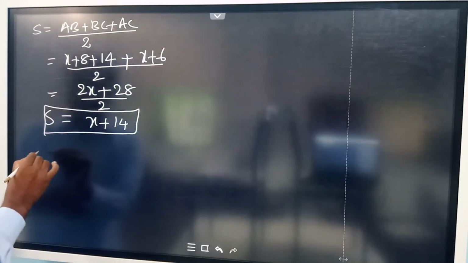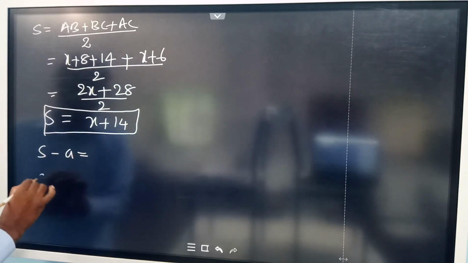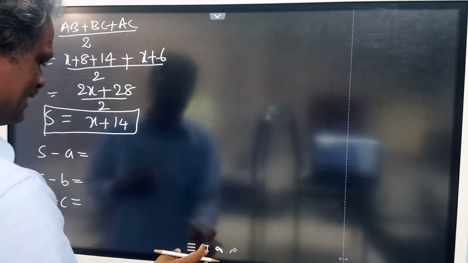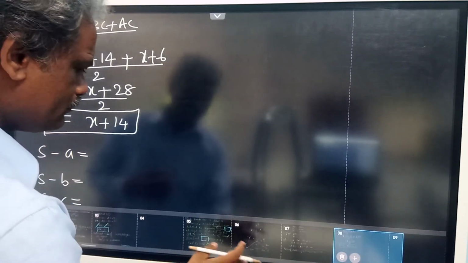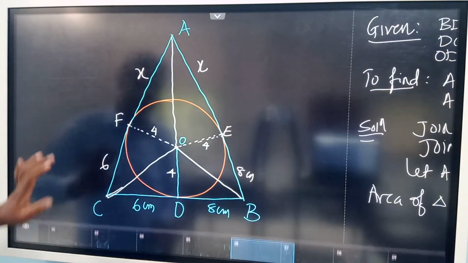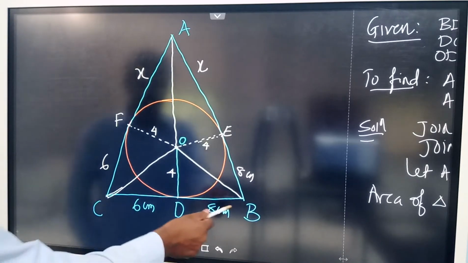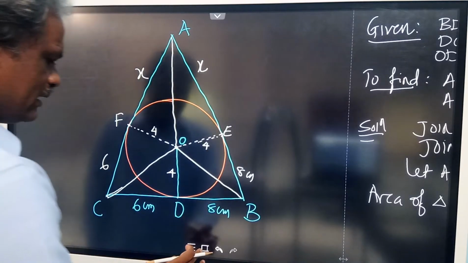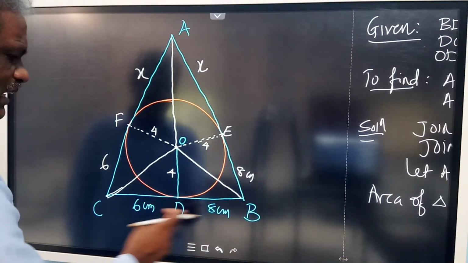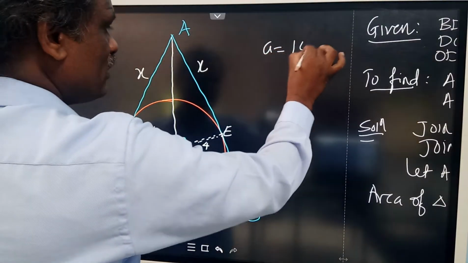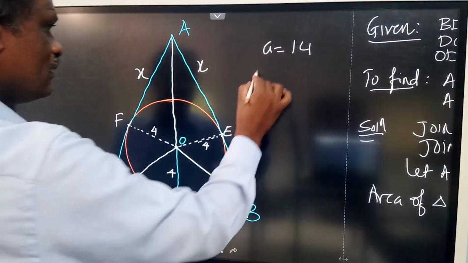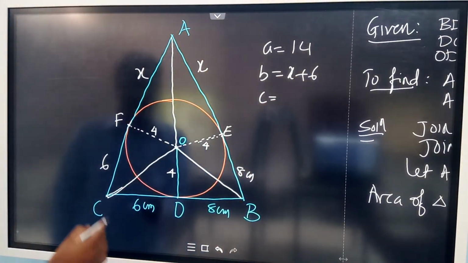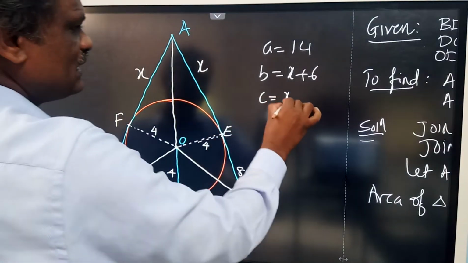Similarly, let us find out what S minus a is, what S minus b is, and what S minus c is. S minus a means, what is a? The side opposite to vertex A. This is the a value, it is 14. The b value, opposite to this one, is x plus 6. The c value, opposite to this vertex, is the side x plus 8.